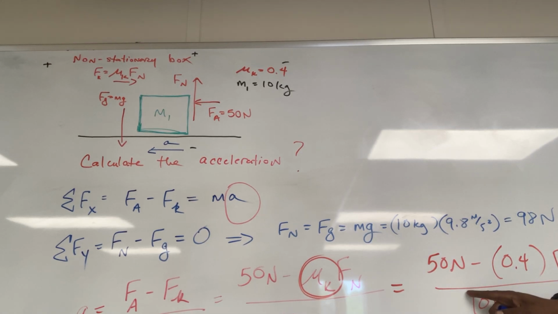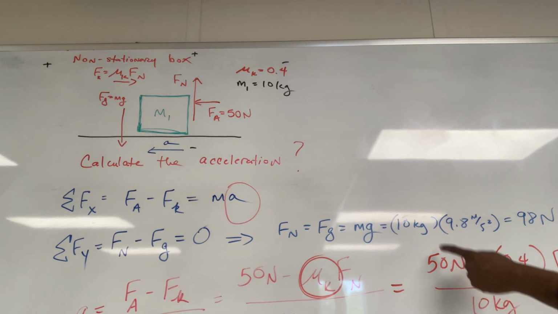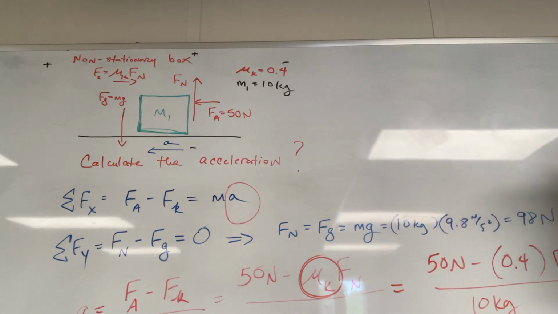Make the box move. Do y'all see what I'm saying? Do y'all follow what I'm saying? Look at what I just did. I said it's 50 newtons right there. That is the applied force. So what opposes the applied force? The friction. The friction is what? 0.4 of 98 newtons. So what's 0.4 of 98 newtons?